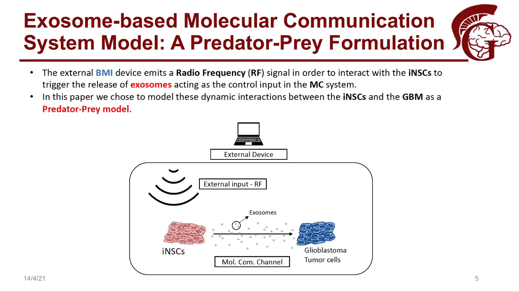And in order to trigger the induced neurostem cells to release exosomes, the brain-machine interface will emit a radio frequency signal that will interact with these cells, making them release the exosomes. So this external signal will serve as a control input for the molecular communication system. In this paper, we chose to model these interactions as a predator-prey model.